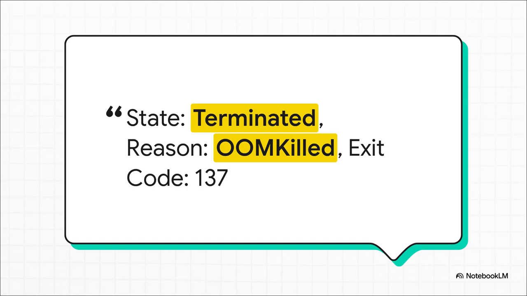This single line tells you everything. The reason is explicitly OOMKilled. And that exit code 137, that's not just some random number. It's the system's specific signal for "I was killed by an external signal," which in this context almost always means it was killed for using too much memory. And that high restart count tells you this isn't a fluke, it's a chronic problem.